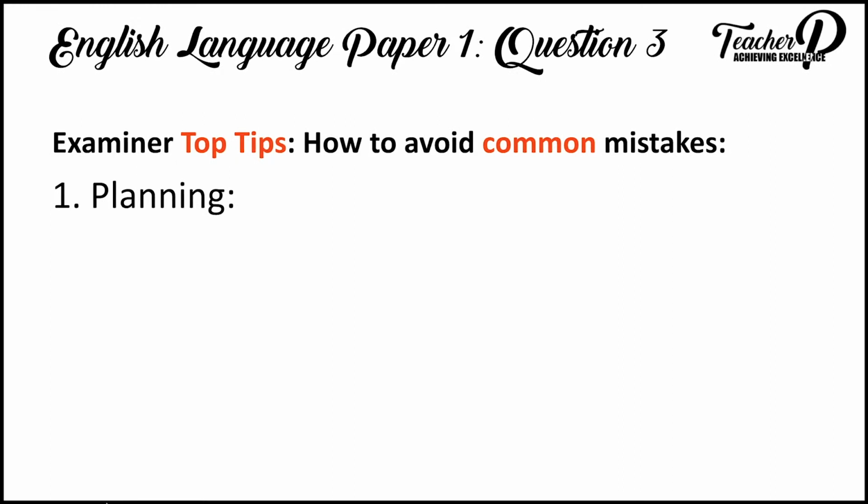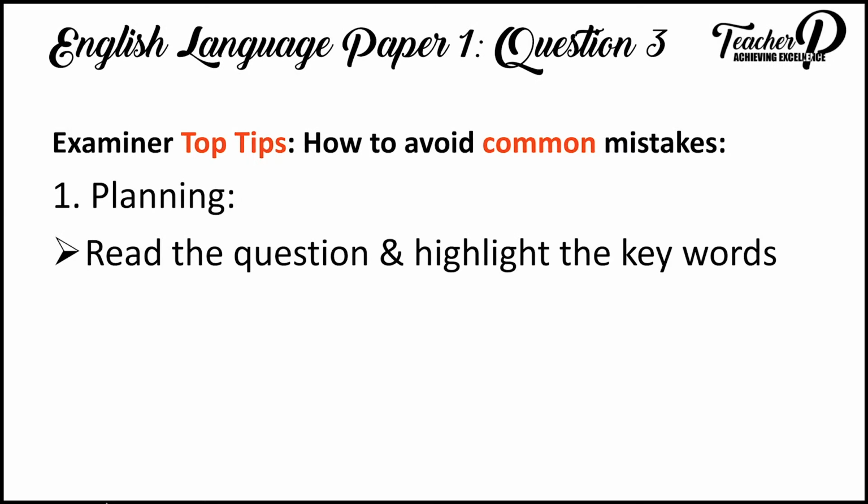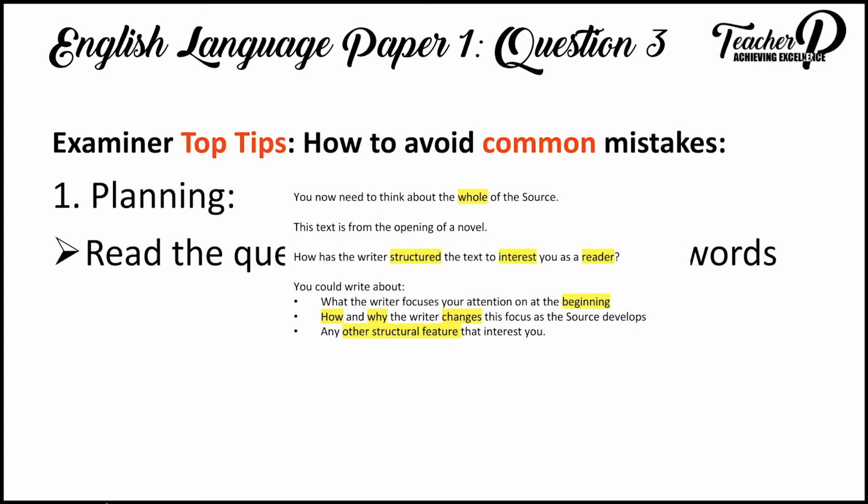First of all, you need to plan. You need to read the question and highlight the key words. So for example, the word whole, to remind you to select a range of examples from the text. The word structure, to remind you to only look at structural features. The words interest and the reader, to remind you to constantly link it back to the effects on the reader.